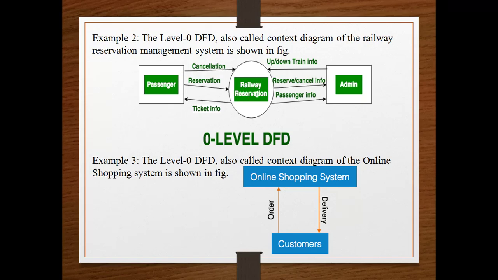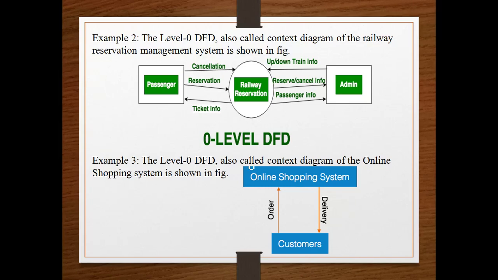From railway reservation, it is going to give the information to the admin. The admin will get who has cancelled the ticket and who has reserved the ticket. It will also get the passenger information, and the admin is the person who is going to send down the train information, which can be accessed by the passengers as well. So this is an example of railway reservation.